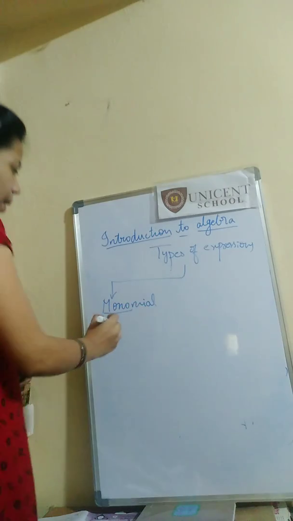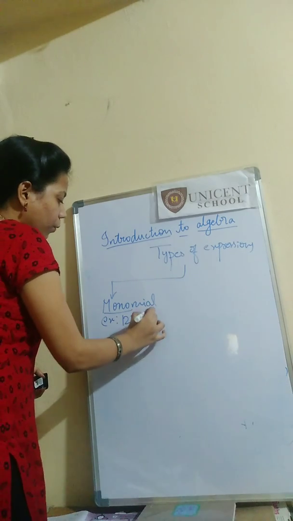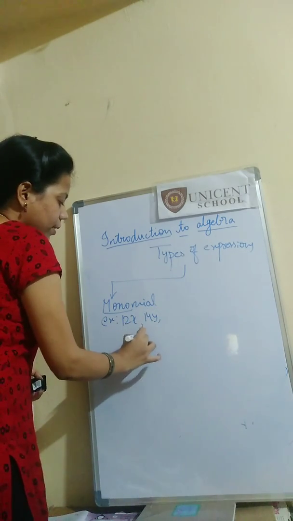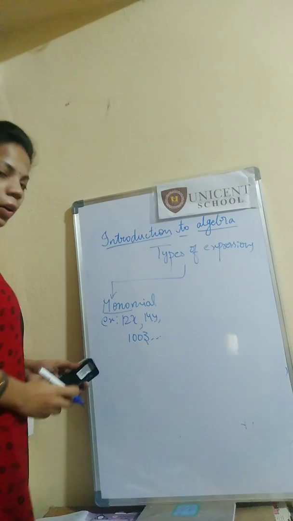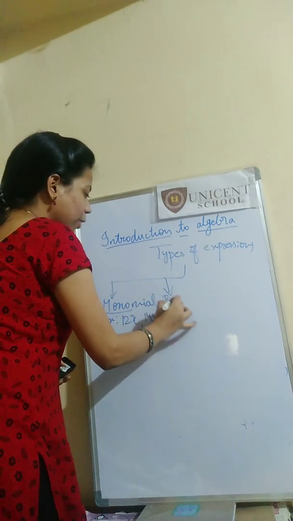Let us see some examples. 12x, 14y, 100z and so on. Okay, these are monomials. And the second type of expression is binomial.